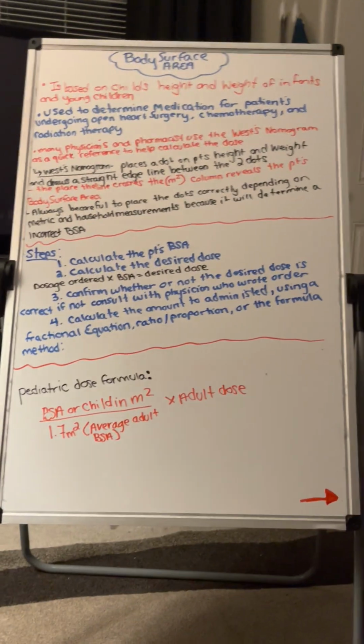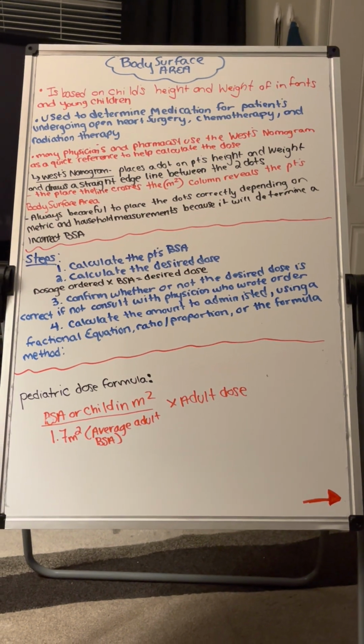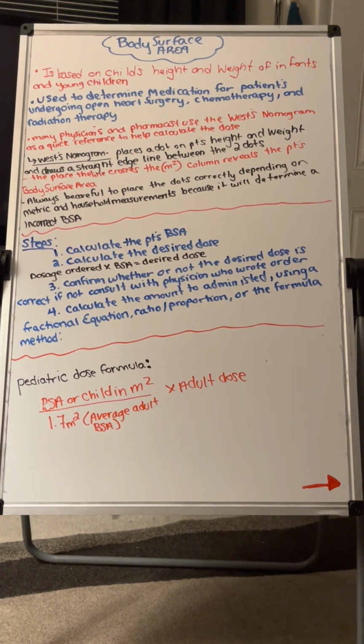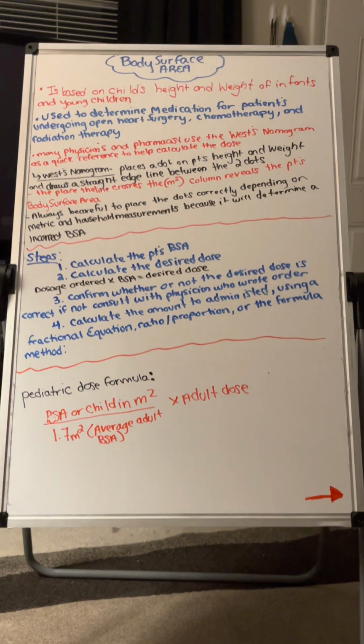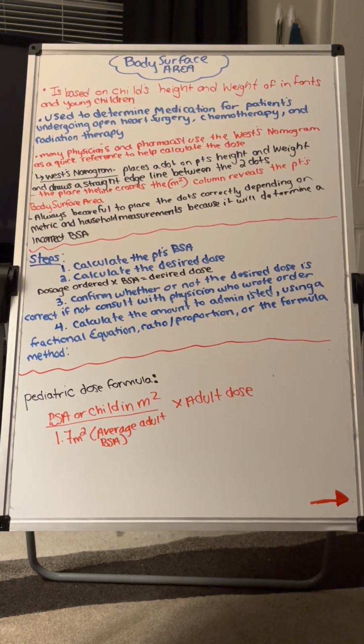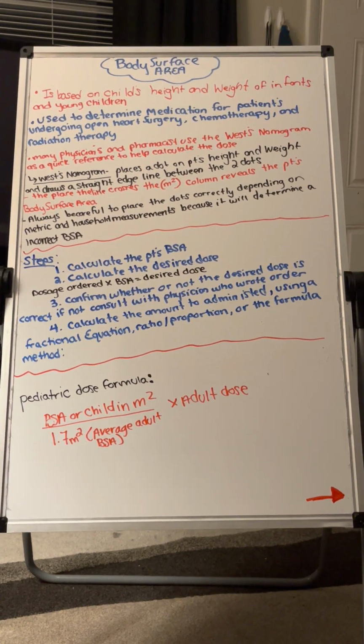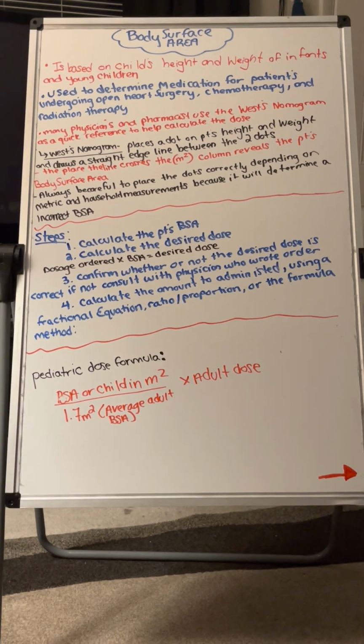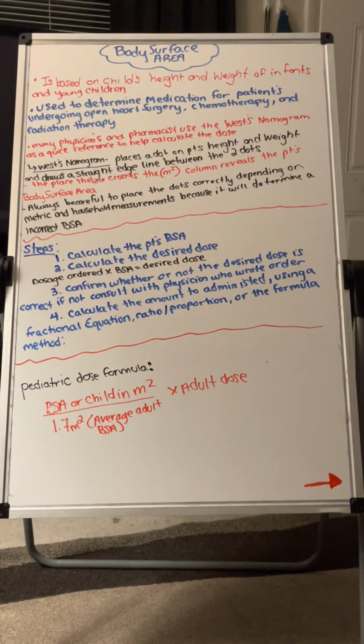So in our last video, we talked about pediatric calculations, and that was based solely on the child's weight. Now we're going to be talking about body surface area, and this is based on the child's height and weight of infants and younger children.